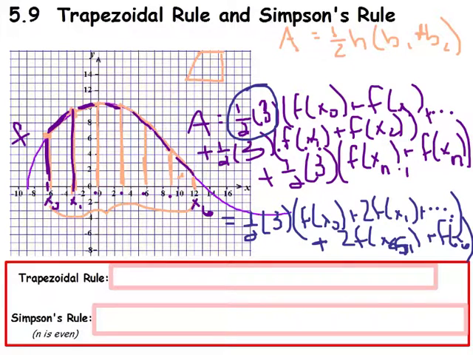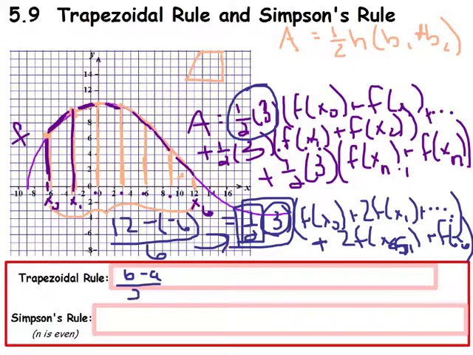Okay, so I factored this 1/2 times 3 out. How did we get that, really? Well, the 3 is b minus a over n. That's where we got the 3 in the first place. So b minus a over n times 1/2 is going to give you b minus a over 2n. That's what gets factored out.